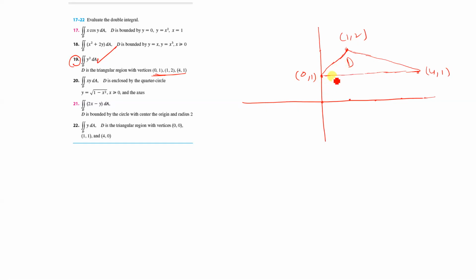Now we have to find the limits. So in this case, type 2 would be easier for us, because if we find y in terms of x, you can see in this part, the upper limit for y is this line, but for this part, the upper limit for y is this line. So in order to avoid the confusion, you can choose type 2 for this. Type 2. y lies between, so the minimum value for y in this region is 1, and the maximum value for y in this region is 2. So y lies between 1 and 2.